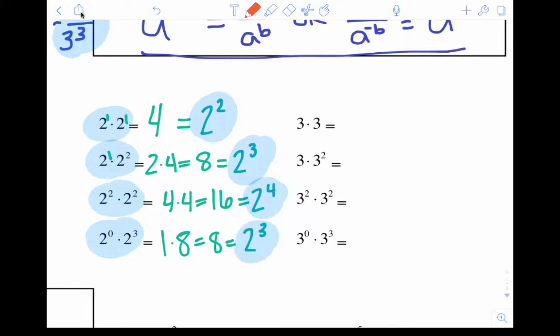So when I have 2 times 2, there are 2 2's that I'm multiplying together. When I have 2 times 2 squared, that's the same as 2 times 2 times 2. If I were to write that out, I have 3 2's that I'm multiplying together. 2 squared times 2 squared, if I were to write that out, I have 4 2's that I'm multiplying together. And then 2 to the 0 times 2 to the third, well, I have 0 2's times 3 2's, so I end up with 3 2's that I'm multiplying together.